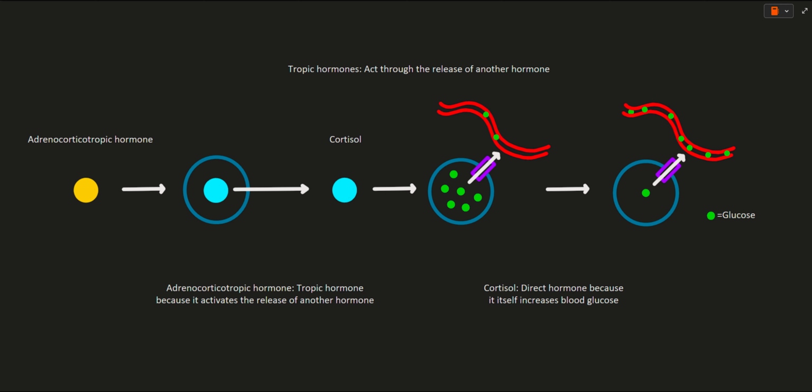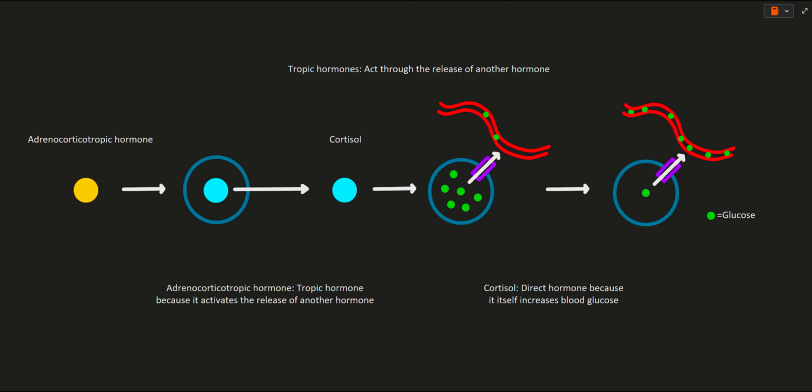The other type are tropic hormones. Tropic hormones need to activate other hormones for them to work. For example, adrenocorticotropic hormone activates another hormone known as cortisol. Cortisol then acts on cells to increase the rate of glucose out of cells into the bloodstream. This increases blood glucose levels.